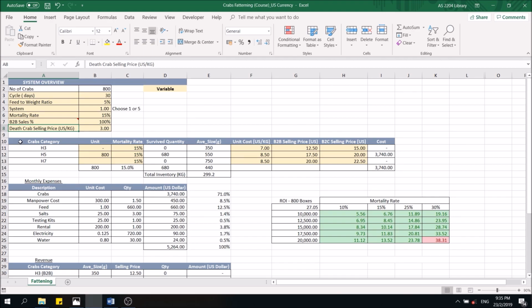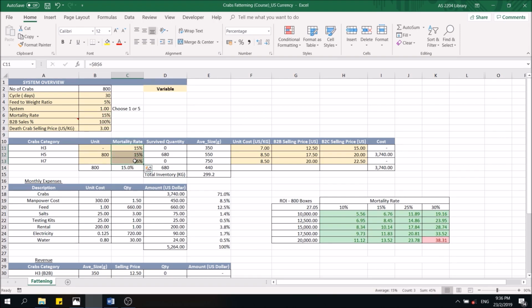Next, we have crab category. In this model, I have input 300 gram category, 500 grams, and 700 grams. Units means how many crabs are in these systems. Basically, it's the same as the first parameter, number of crabs. So actually, it links to mortality rates. And this is the average mortality rate, and this mortality rate links with all of these three parameters.